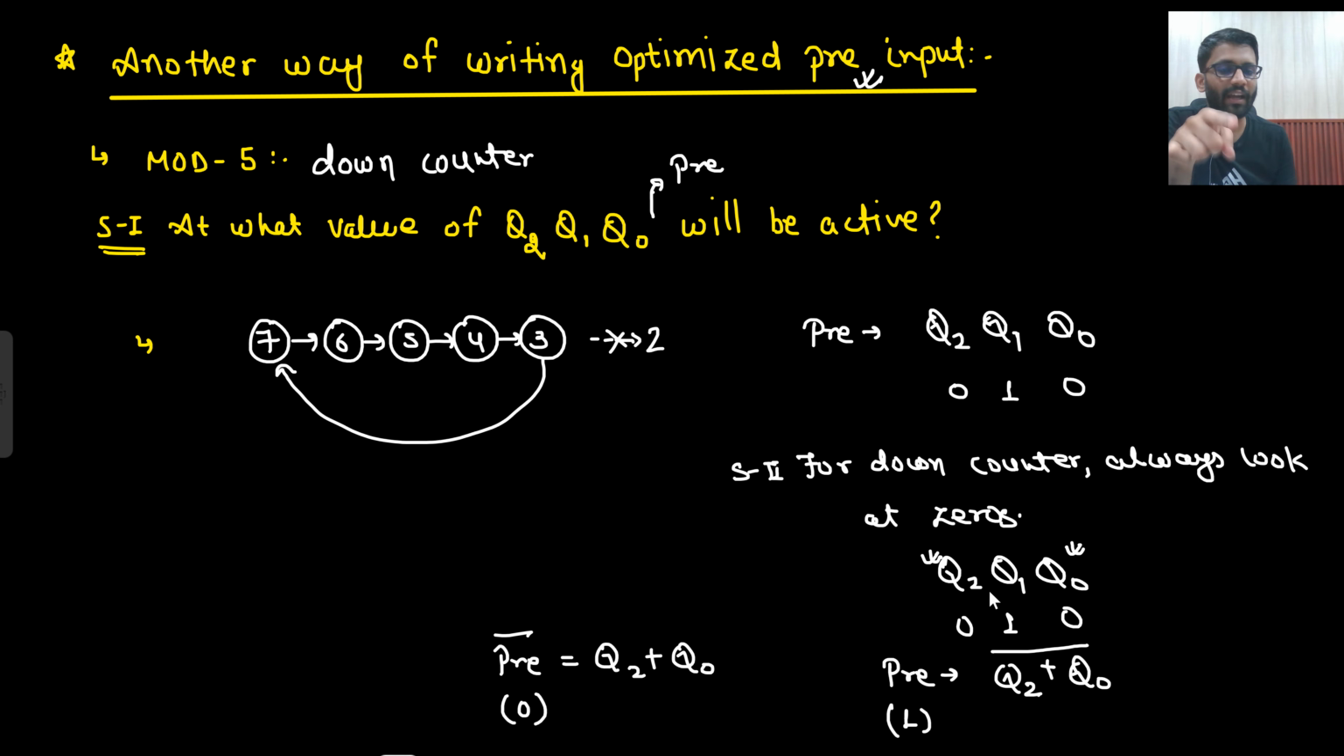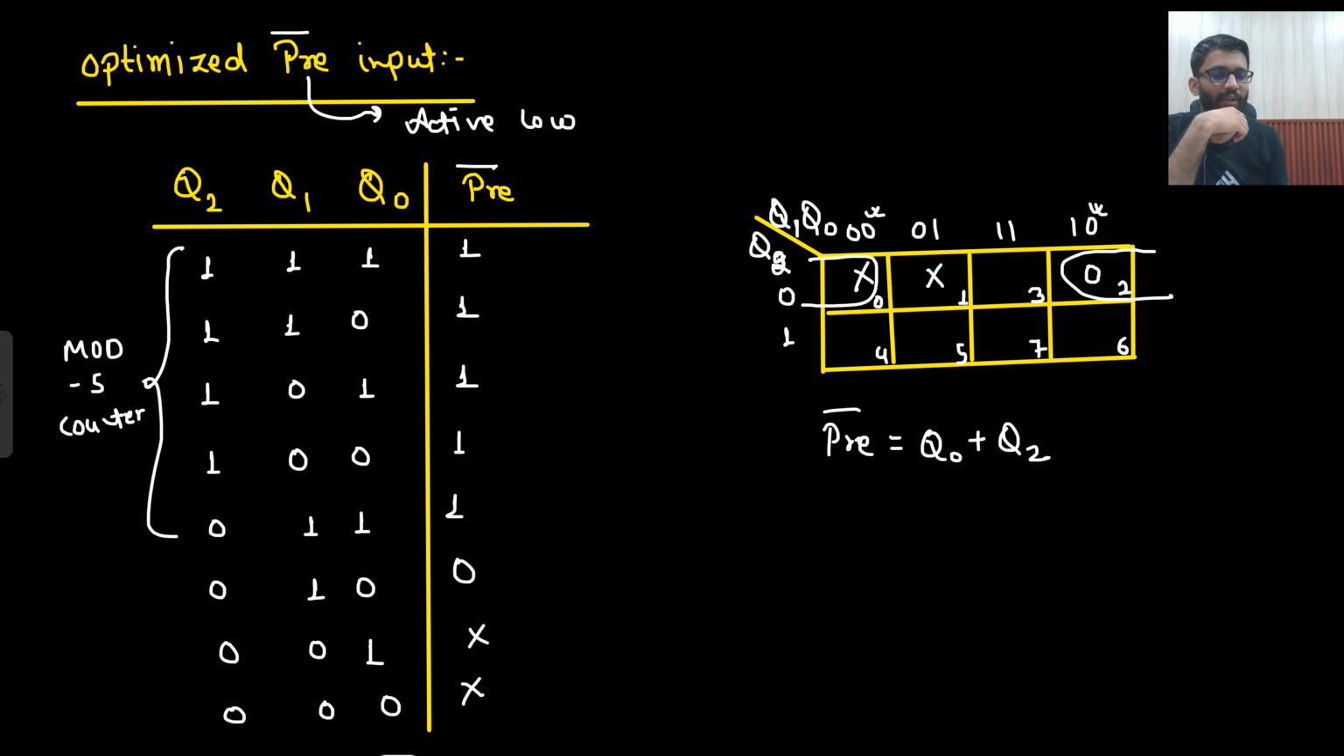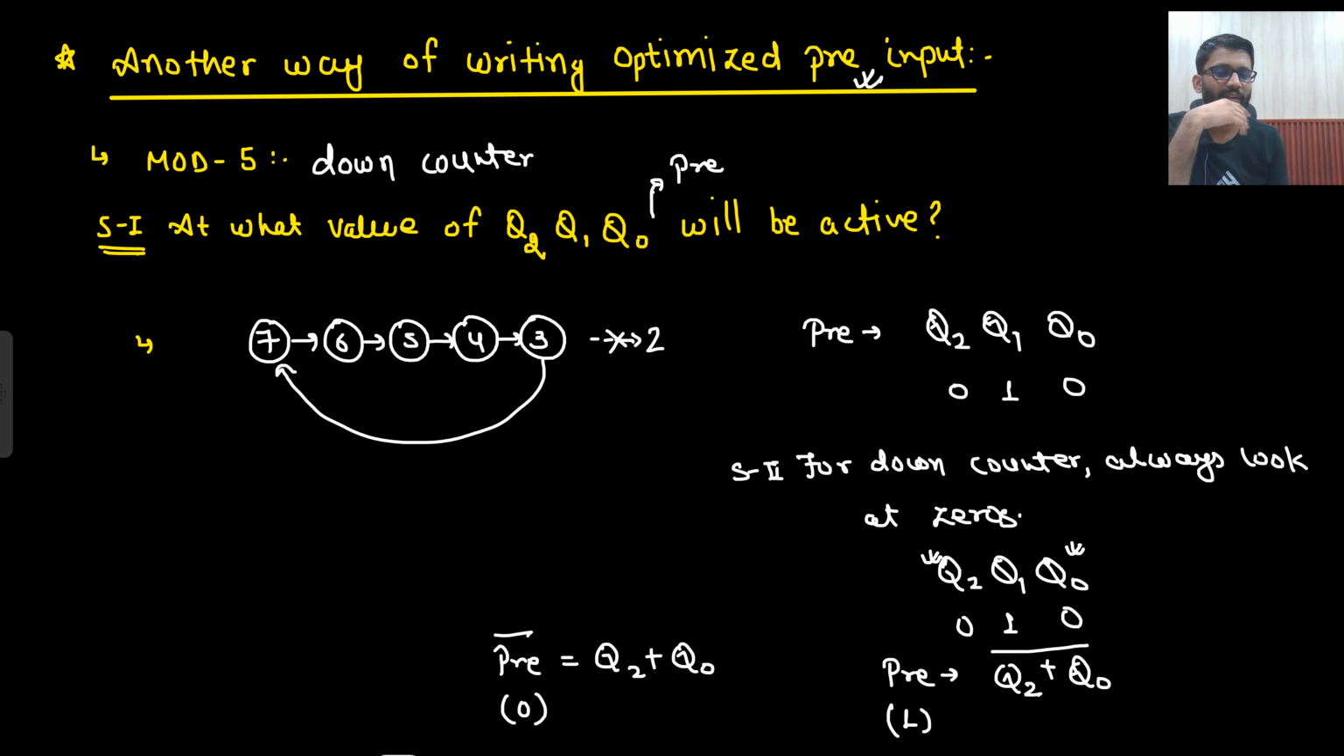So in case of pre, I want my output to be 1. So Q2 plus Q naught, 0 plus 0, then bar. And here 0 plus 0, I want my output to be 0. In case of pre bar, I want my output to be 0, so I will keep it at 0 only. So this is my pre bar and this is my pre. Otherwise you can do the optimized design, but this is a shortcut method that you can follow.